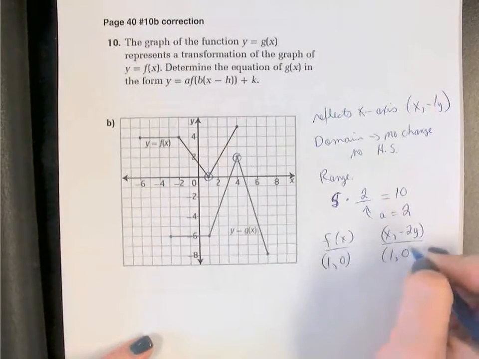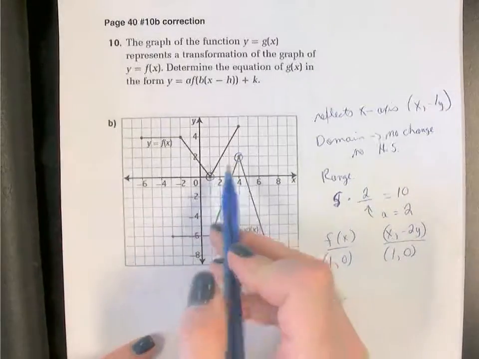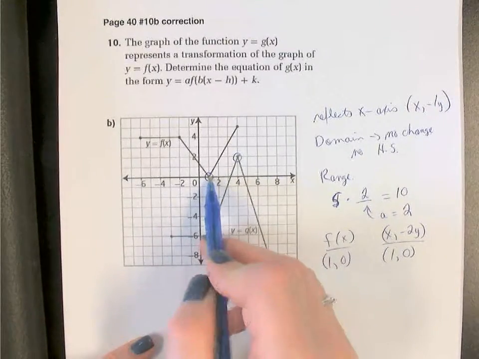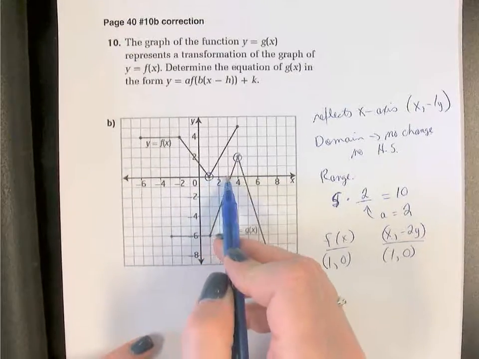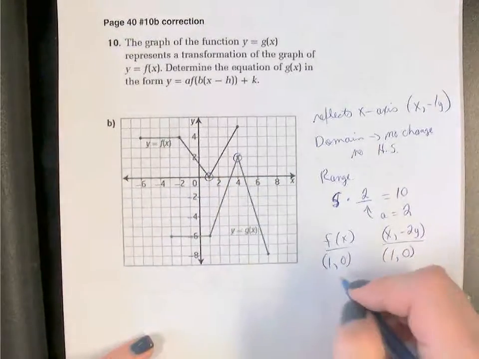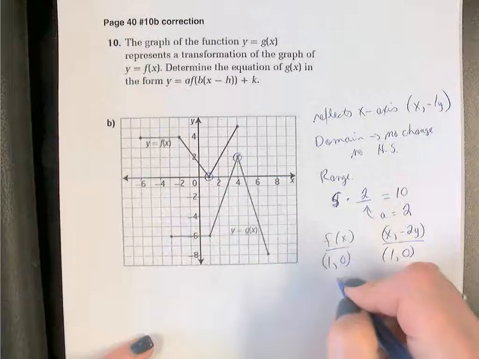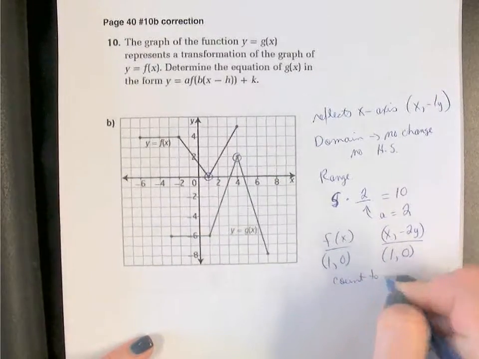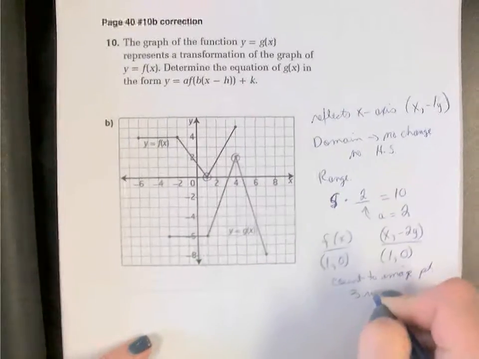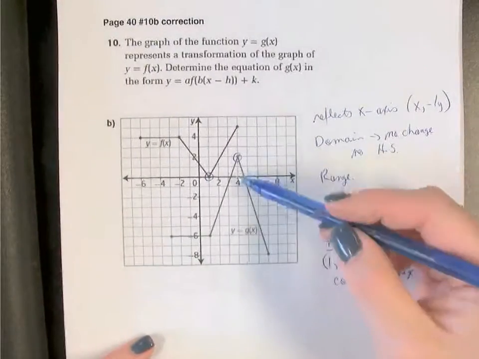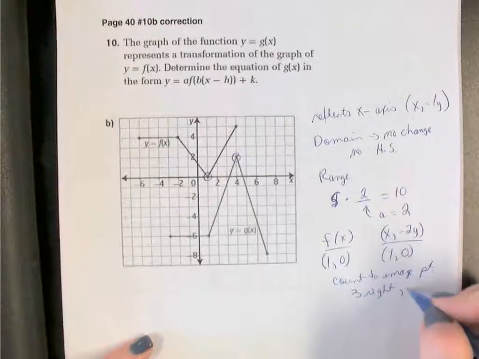-2 times 0 allows that to remain there. So I don't actually have to count to get to that point. I know that point is there, and I want to see what is that point on g of x. So if I count 1, 2, 3, right, okay, so now we're going to count to image points, which we started to do, and we got 3 to the right, and if we go from there, up 2.